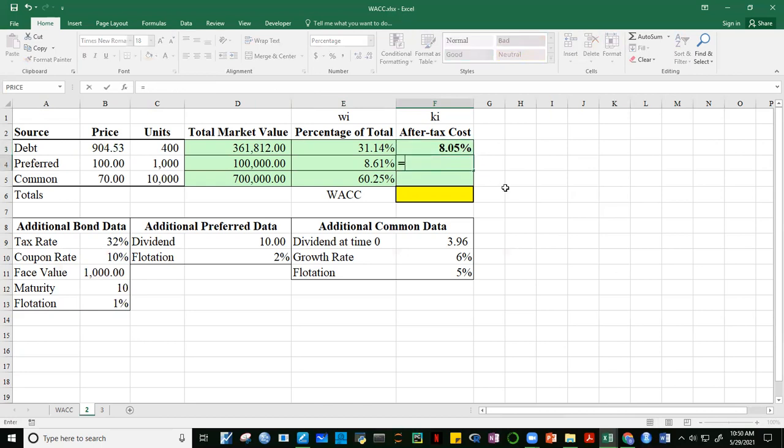For your preferred, guys, it's easy. We have a dividend. The dividend of preferred is constant. So we say it's equal to D1 divided by the cost, if you take a look at this, guys.